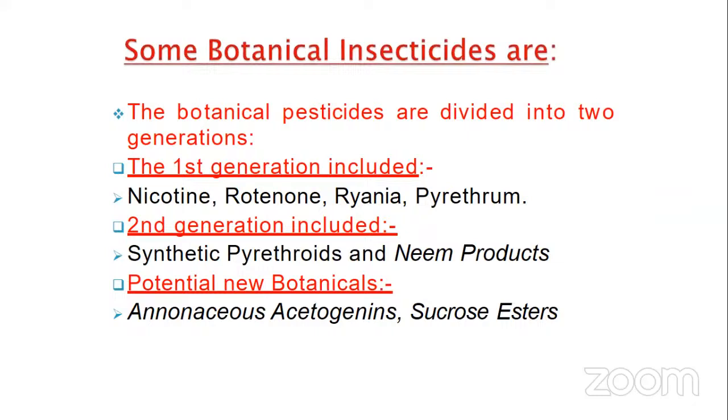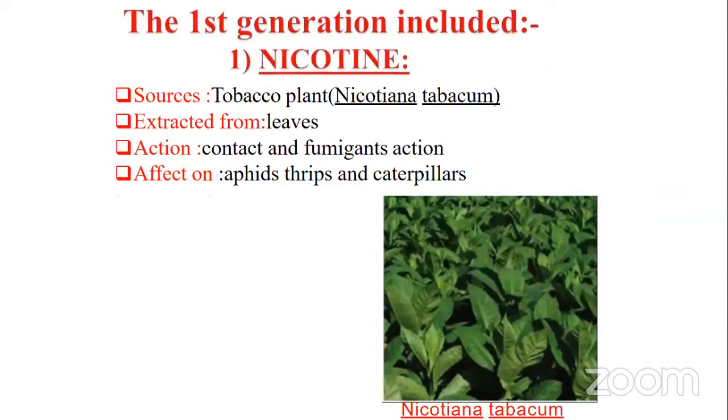If you look at the botanical pesticides, we divide them into two generations depending upon their usage. And the first one is nicotine. What is nicotine? This is an alkaloid which we get from a tobacco plant, and its scientific name is Nicotiana tabacum. This nicotine is an alkaloid extracted from the leaves of the tobacco plant.